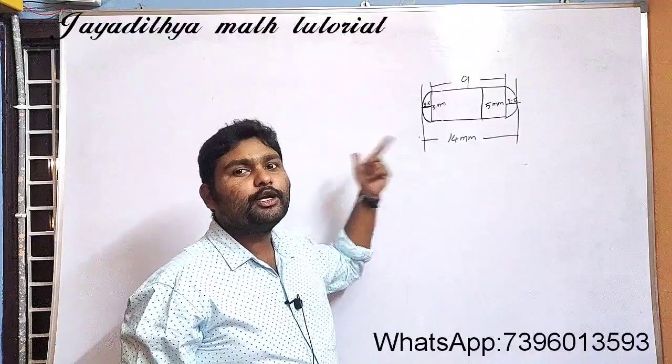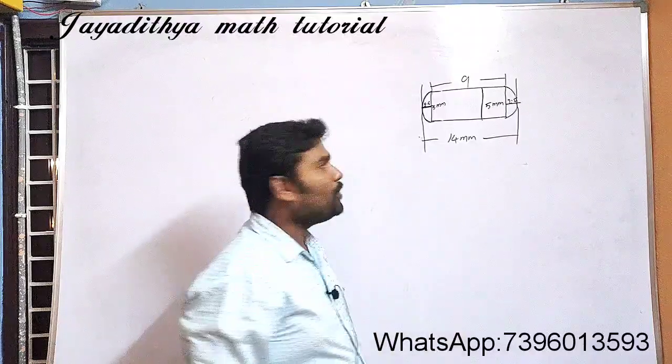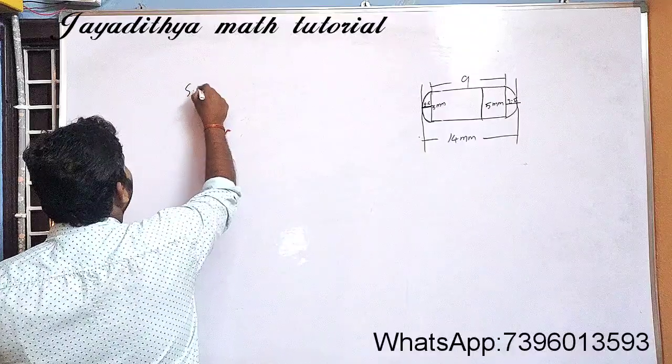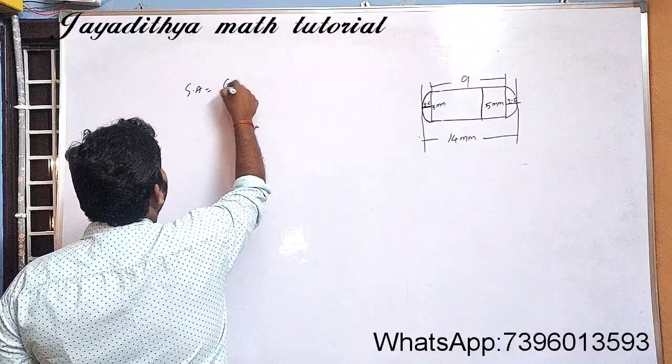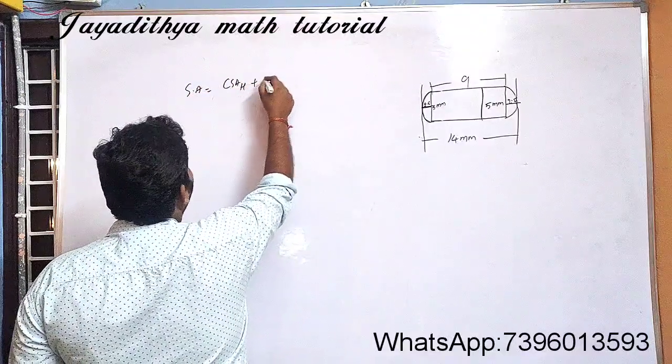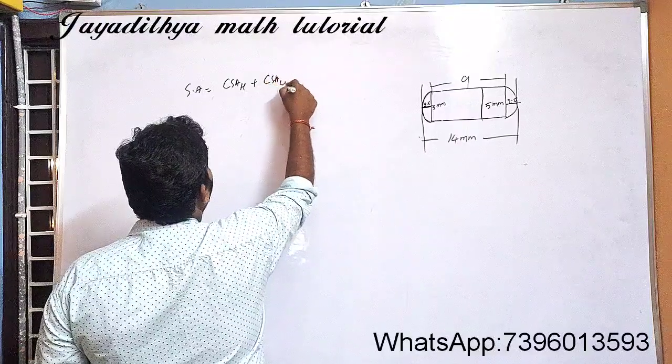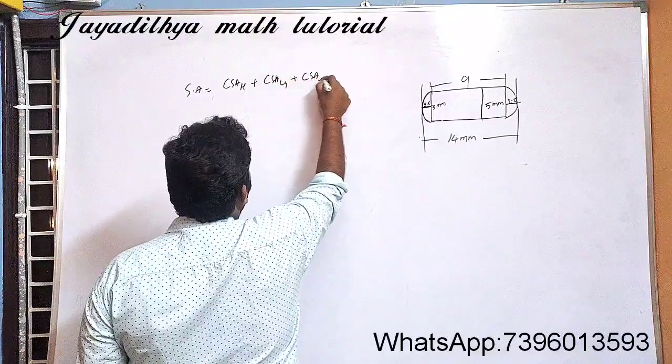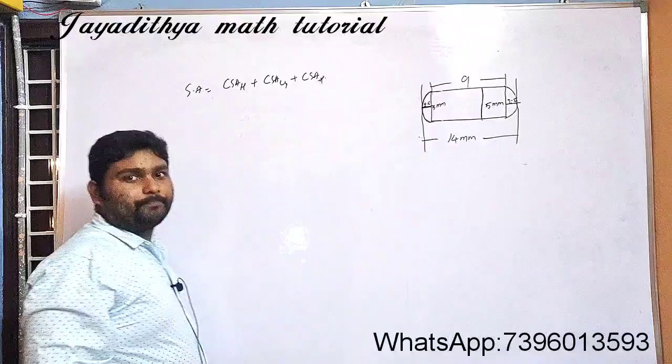And the radius is obviously 2.5. Now you can solve the problem. How to find it now? Surface area is equal to CSA of hemisphere plus CSA of cylinder plus CSA of the other hemisphere.